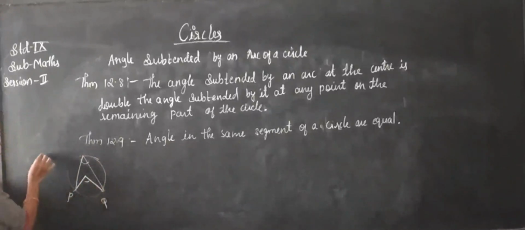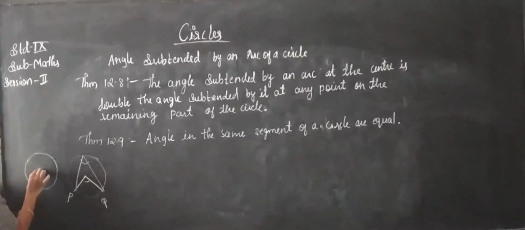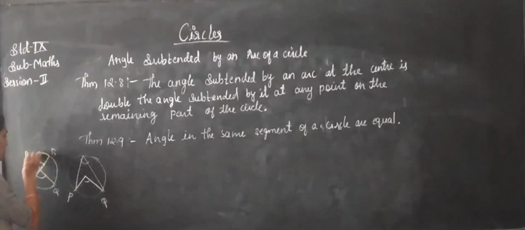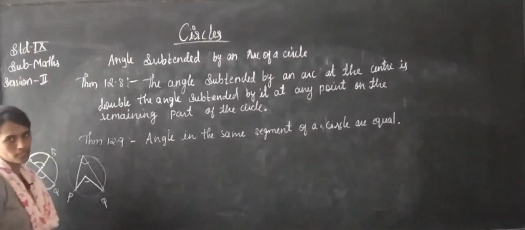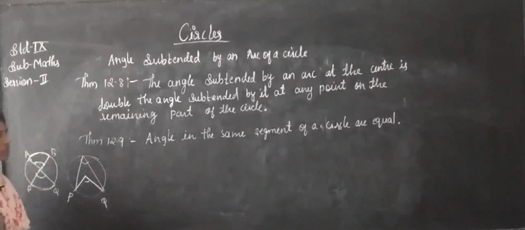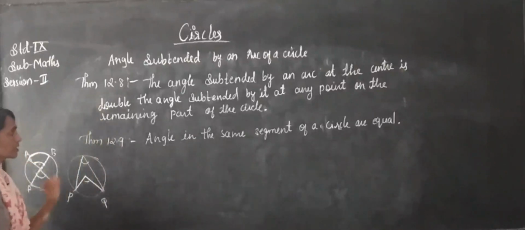Angles subtended by equal arcs: here PQ and AB are two arcs. The lengths of AB and PQ are equal, so they will subtend equal angles at the center. Don't forget, if the lengths of the arcs are equal, then they will subtend equal angles at the center. Already we have studied this for chords, and the same holds for arcs. So depending on that, there is a theorem.